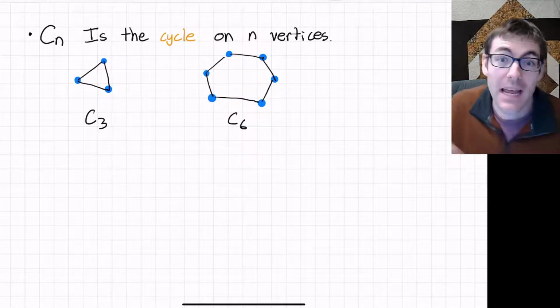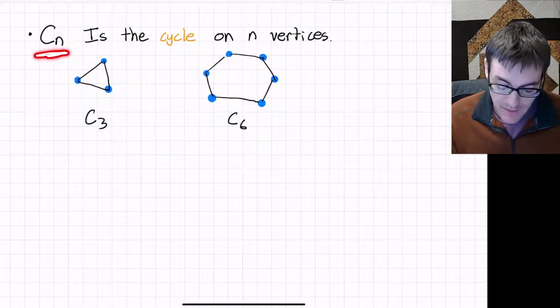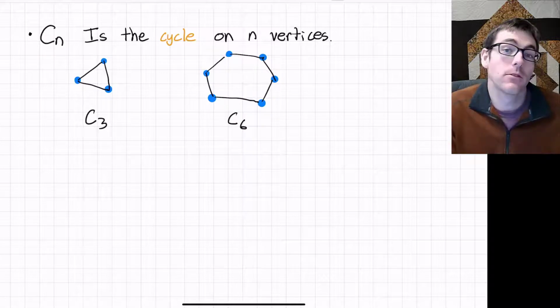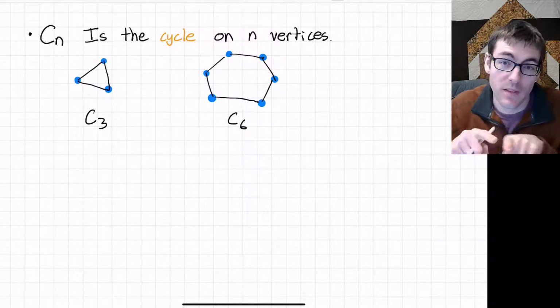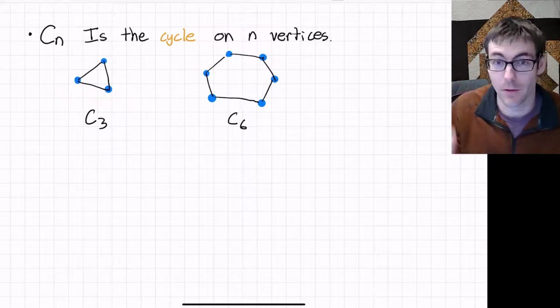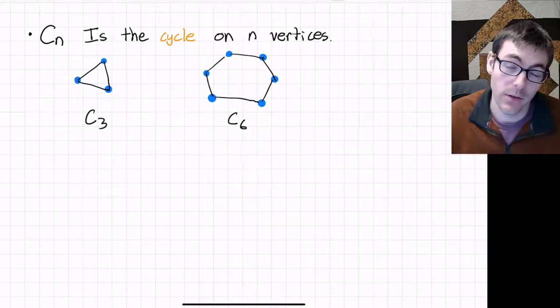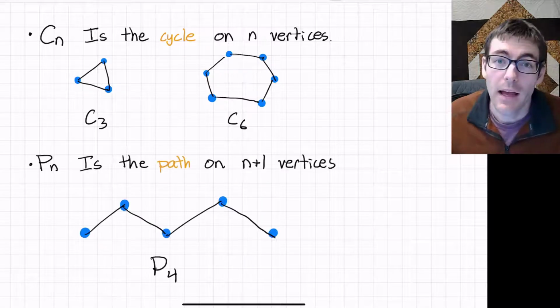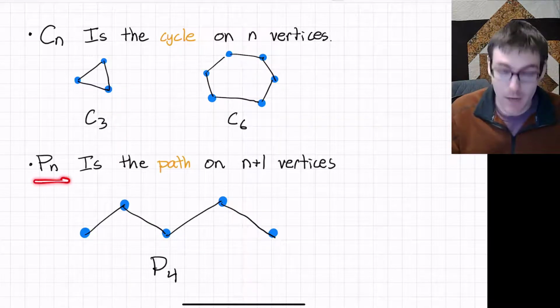A couple more named graphs that we have. We use Cn to talk about the cycle on n vertices. So a cycle is just a loop. If we have 3 vertices, this is what a cycle on 3 vertices looks like, a cycle on 6 vertices, etc. And lastly, we use Pn to talk about a path.